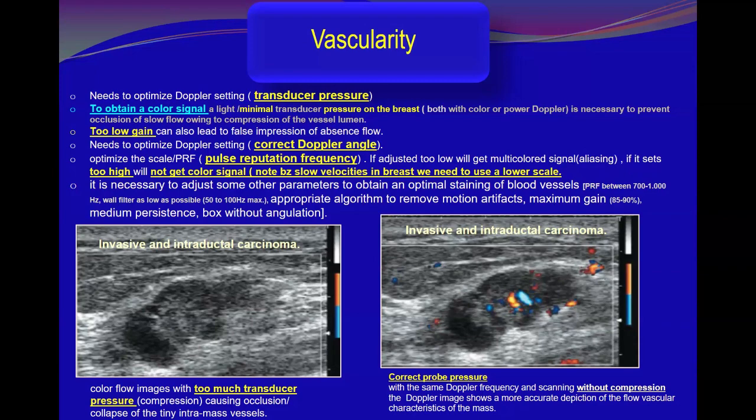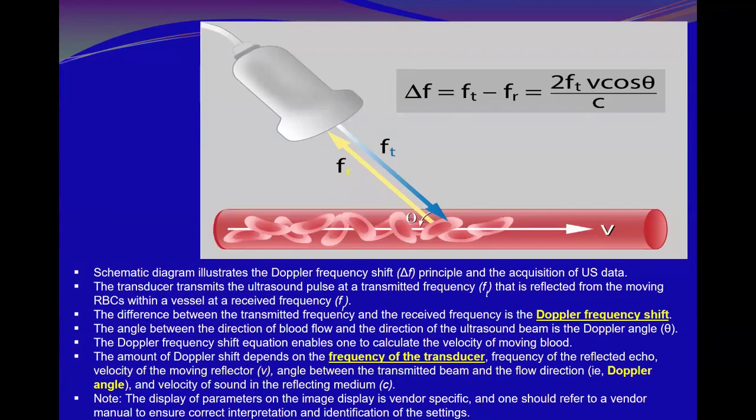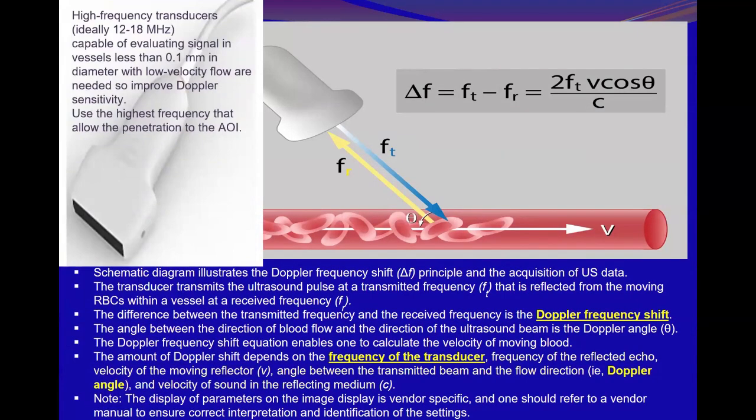It is also necessary to adjust some other parameters. And as you know, the Doppler angles and Doppler shifts and all this we will not go through. But at least the Doppler angle here represents the angle between the beam and the direction of flow in the vessels, and it is supposed to be less than 60 degrees.